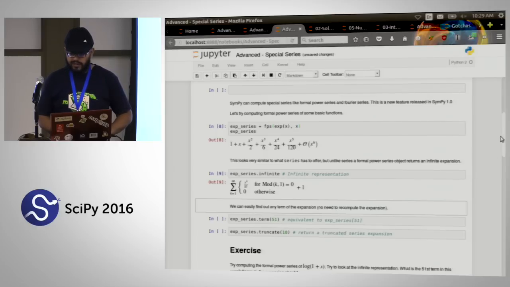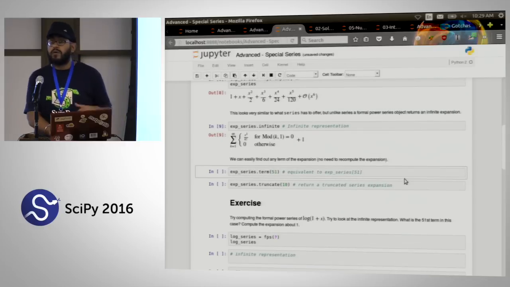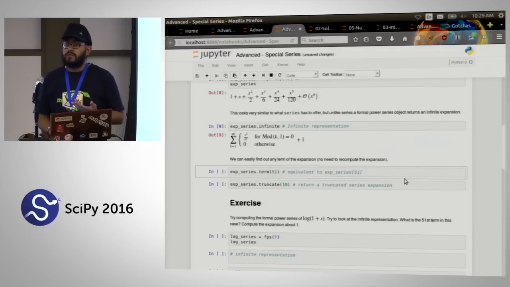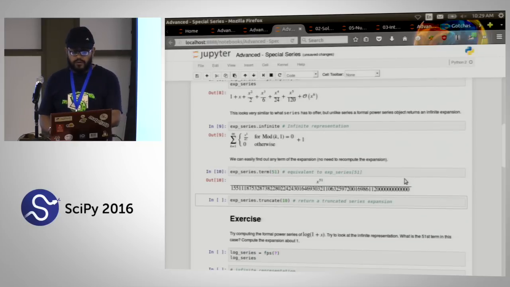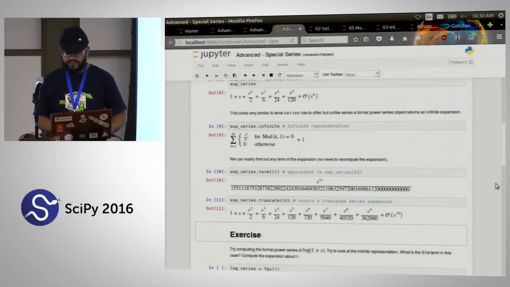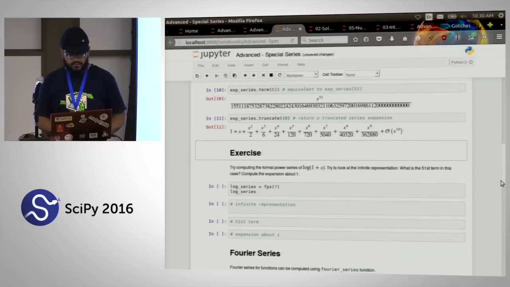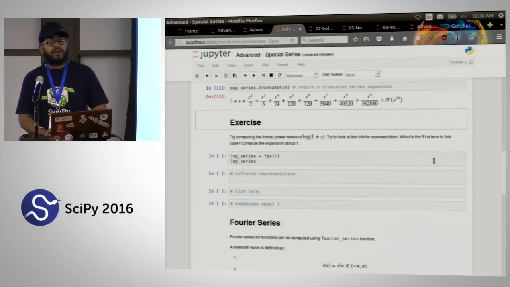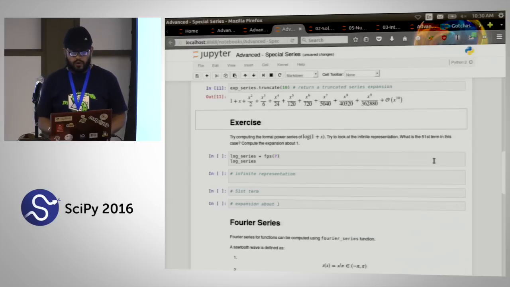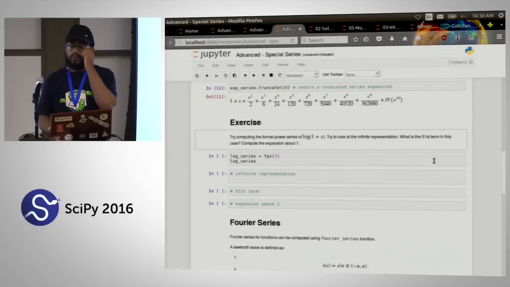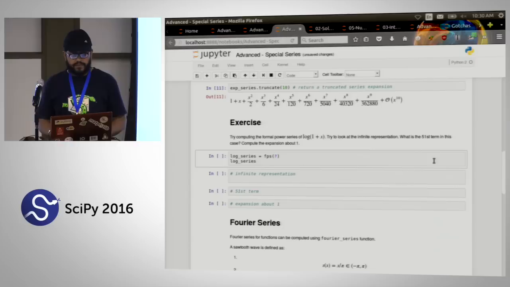So what advantage does this give? You do not have to compute again, say, you wanted now the 50th term of the series expansion, and you just computed the first 10 terms. If you have computed a formal power series object, you can just do term 51 or exp_series 51. If you want a truncated series for performing some operations, it's very easy to do that as well by using the truncate method. So a little exercise: try computing the formal power series of log 1 plus x and try to see how the infinite representation is represented.